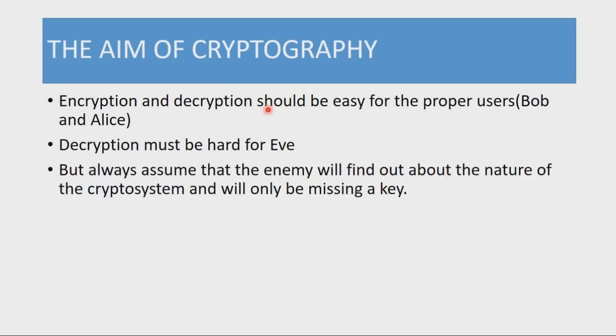Now, it is always wise to assume that the enemy will find out about the nature of the cryptosystem and will only be missing a key. What we mean by that is, for example, if something is using the Advanced Encryption Standard, you always assume that an enemy knows what cryptosystem you're using. So a strong cryptosystem must be strong enough to withstand attacks, even though somebody knows what cryptosystem you're using. Even though a third-party interceptor is only missing a key, it must be hard for them to decrypt or to perform cryptanalysis. Having reached this far, this is the end of this video.